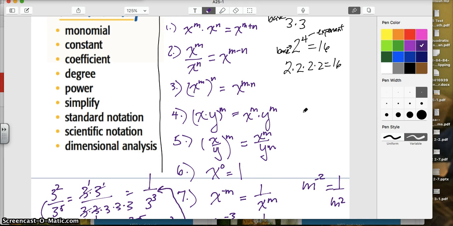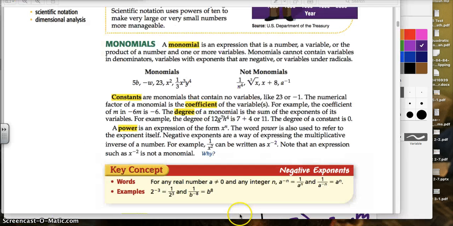Let's talk a little bit about some of these vocabulary words. So our first vocabulary word is monomial, and a monomial, as it's stated here, is an expression that is a number, a variable, or a product. Product means we're multiplying a number and one or more variables. So here's a few examples of monomials. These guys aren't monomials, and I'll tell you why. Because first of all, monomials need to have a positive exponent. As you notice, all of these do. This one does not, so this is clearly not a monomial.